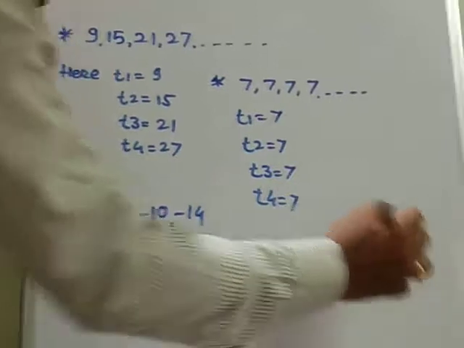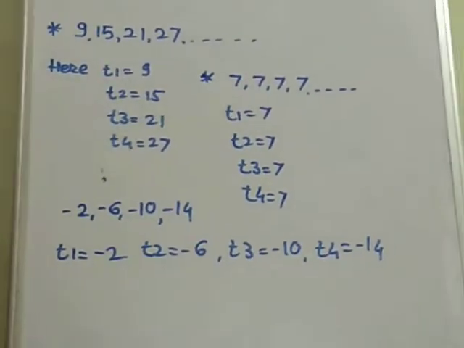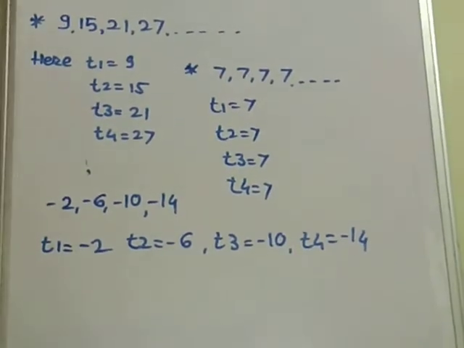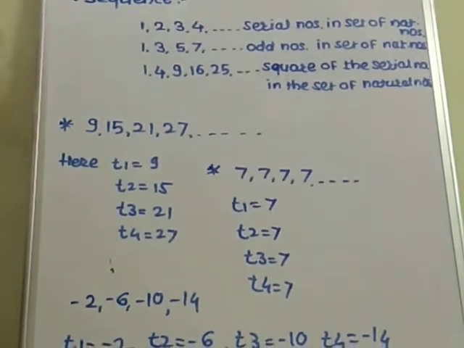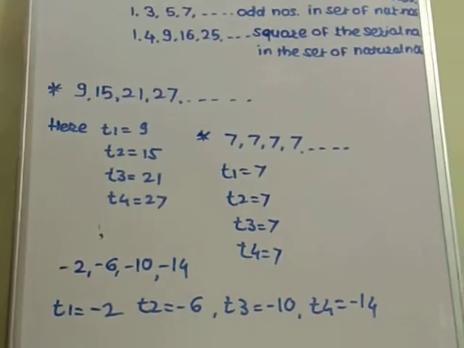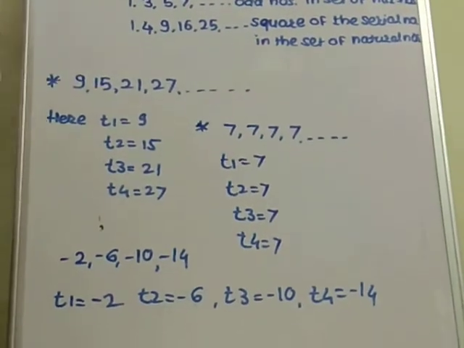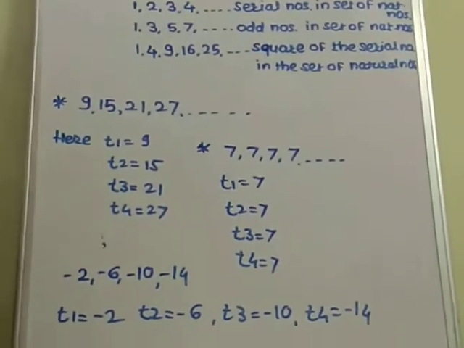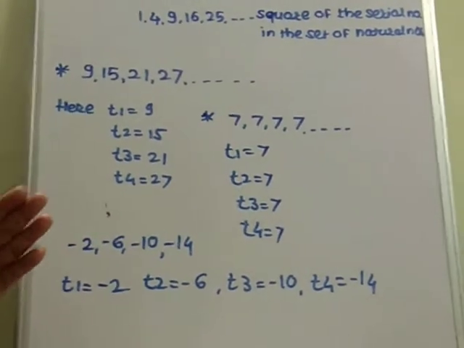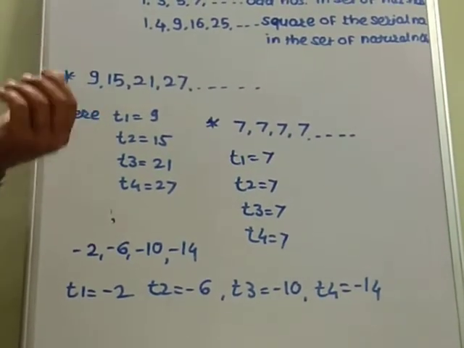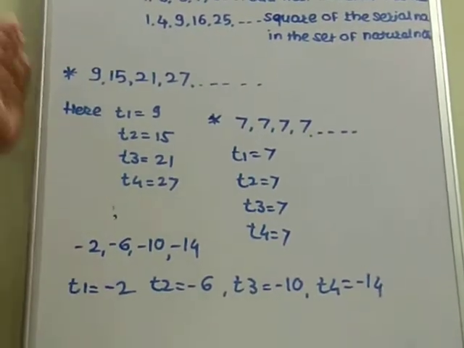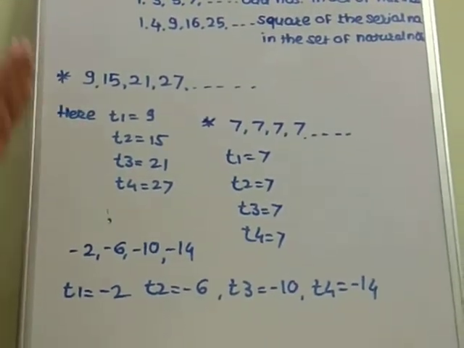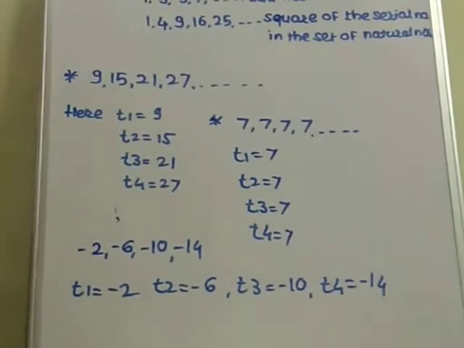And T4 is equal to minus 14. That means a sequence is an arrangement or collection of numbers arranged in a definite order according to a definite rule, and the elements present in the sequence are called the first term, second term, third term, fourth term, like this. We can get examples of these. Are you getting my point? Okay, good.